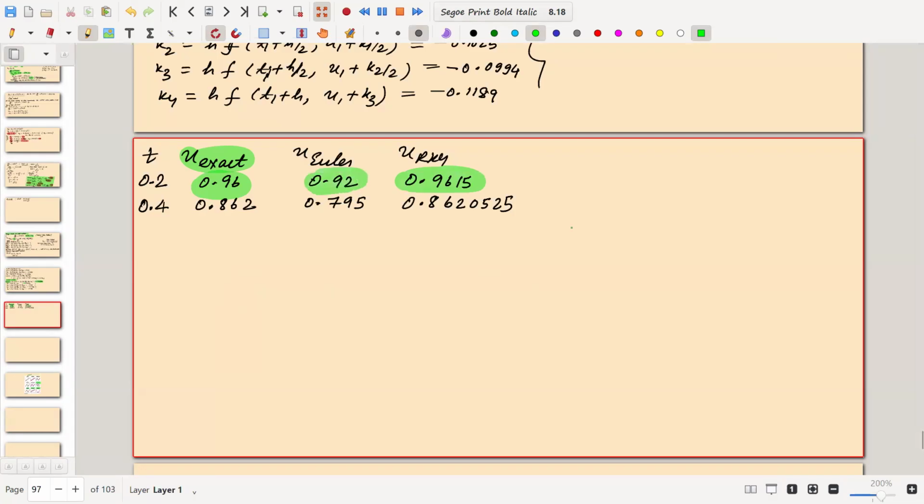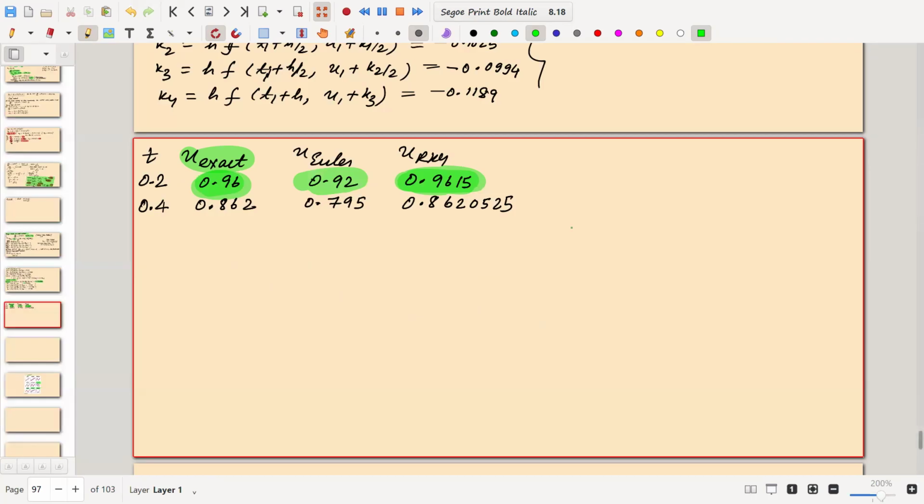Whereas Euler, you are getting 0.92. So RK4 is highly accurate because the difference between 0.96 and 0.9615 is 0.0001, 0.001. Whereas in Euler, it is 0.04 error. So Euler has 10 times more error than RK4.